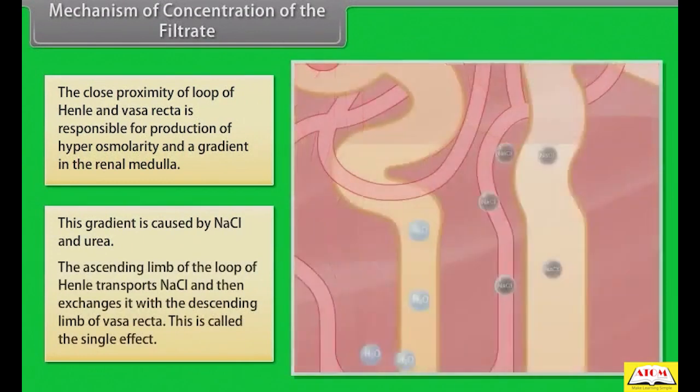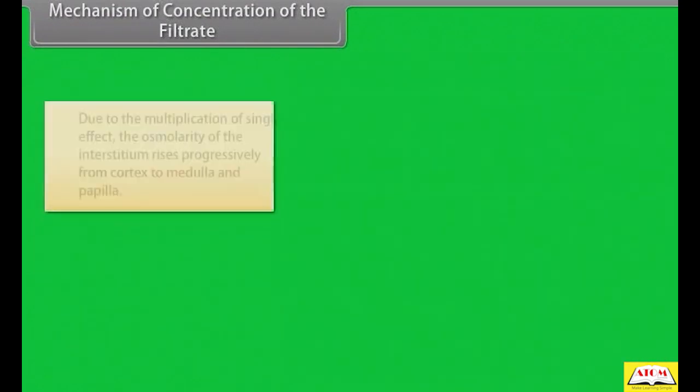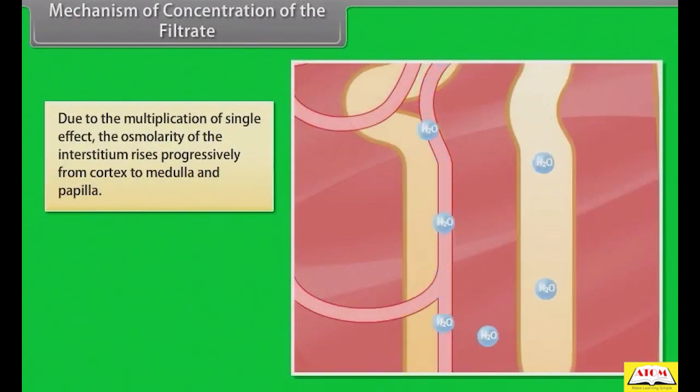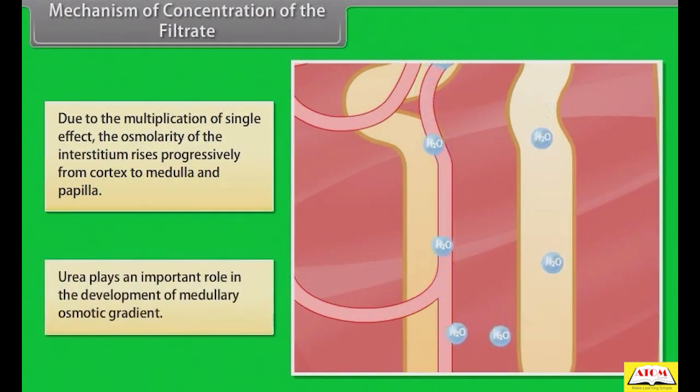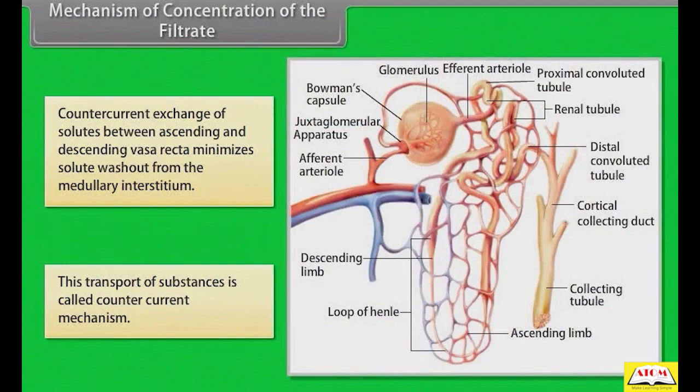The ascending limb of the loop of Henle transports NaCl and then exchanges it with the descending limb of the vasa recta. This is called the single effect. Due to multiplication of single effect, the osmolarity of interstitium rises progressively from cortex to medulla and papilla. Urea plays an important role in the development of medullary osmotic gradient. Countercurrent exchange of solutes between ascending and descending vasa recta minimizes solute washout from the medullary interstitium. This transport of substances is called counter-current mechanism.